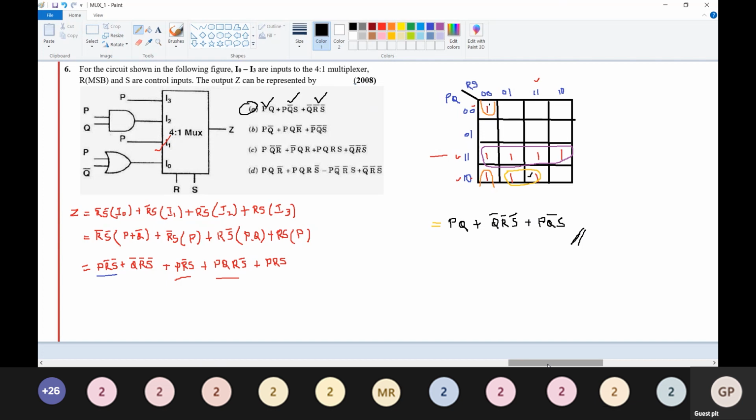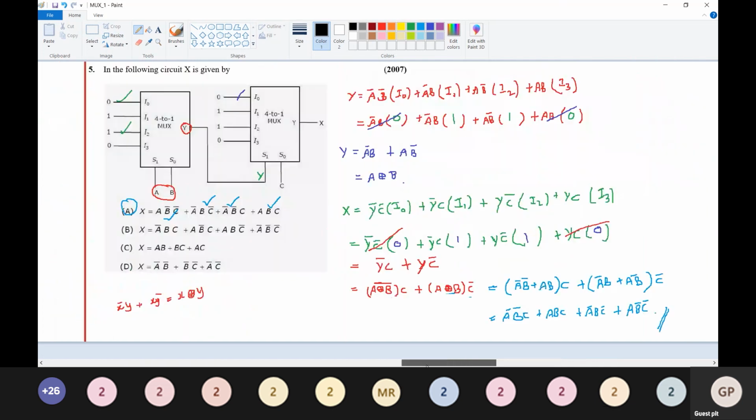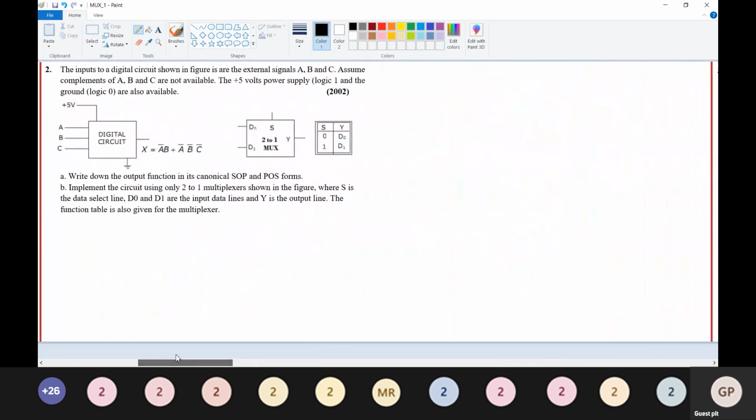Now we go to the next question. The inputs to a digital circuit shown in the figure are the external signals A, B, and C. Assume the complements of A, B, and C are not available. The plus 5 volt power supply, the logic 1, and the ground, logic 0, are also available.